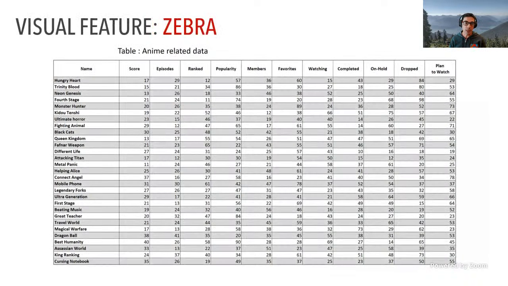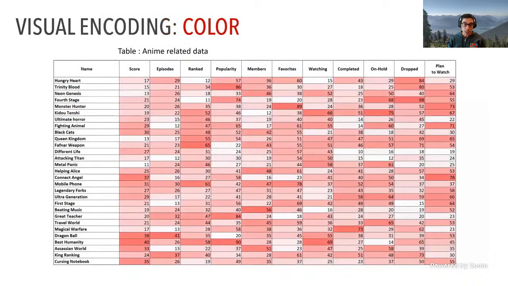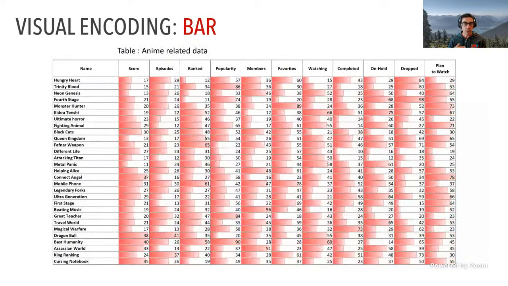And this is the same table, but with zebra striping, which we are all familiar with. It's a visual feature that's supposed to help follow a row horizontally. Then we have the color visual encoding: the larger a value, the darker its background color. And then the bar visual encoding, with the larger the value, the larger the bar in a cell. These are very common encodings that we can see in Microsoft Excel, for example.